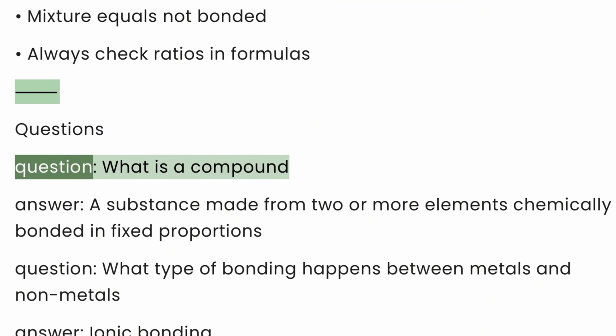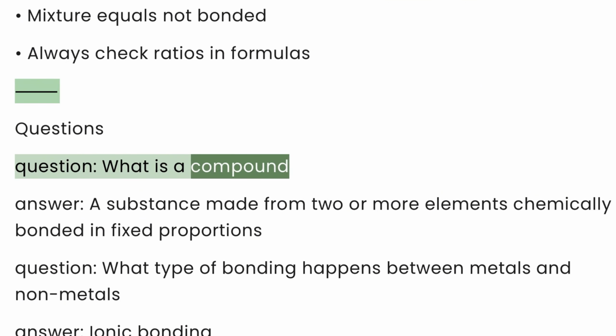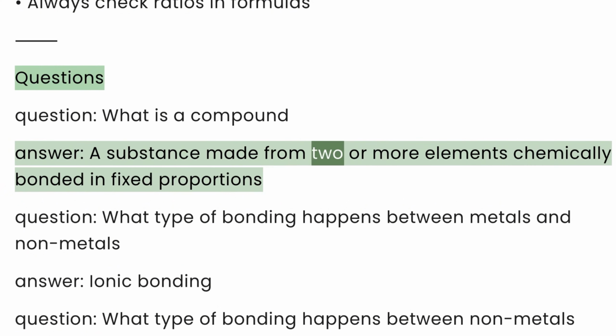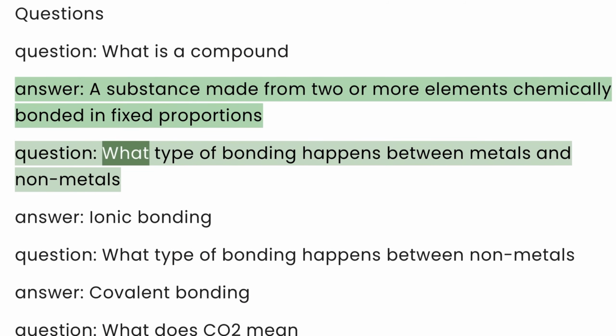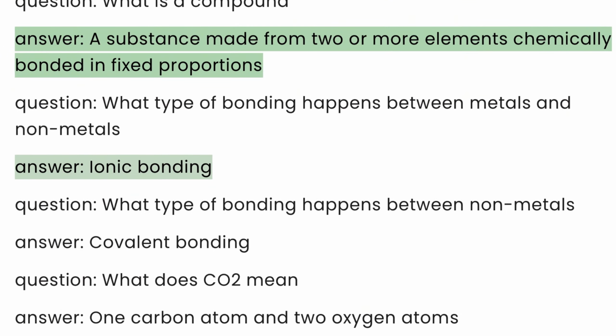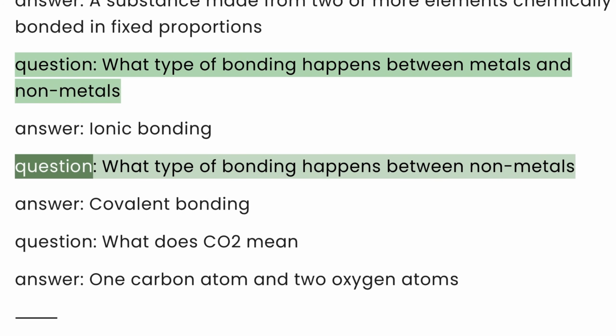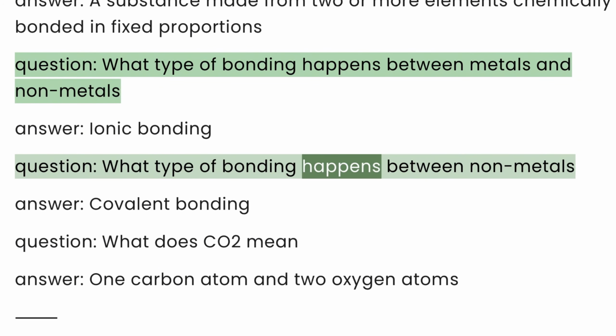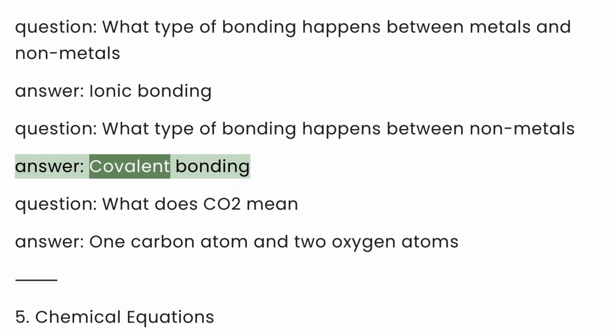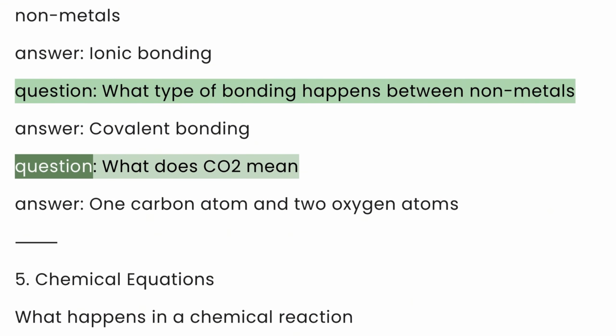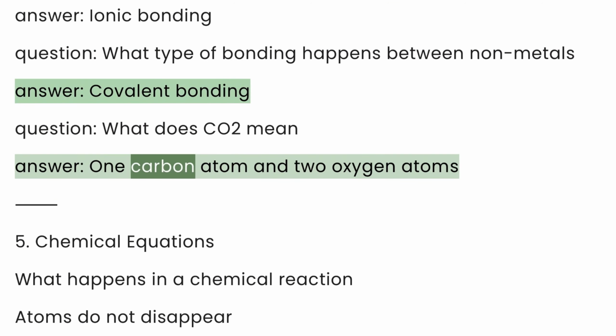Questions. Question: what is a compound? A substance made from 2 or more elements chemically bonded in fixed proportions. Question: what type of bonding happens between metals and non-metals? Ionic bonding. Question: what type of bonding happens between non-metals? Covalent bonding. Question: what does CO2 mean? 1 carbon atom and 2 oxygen atoms.